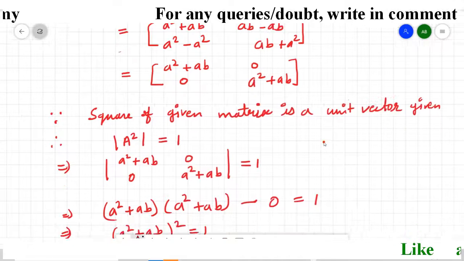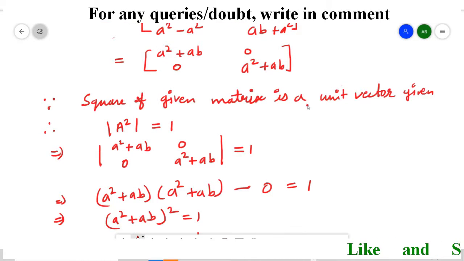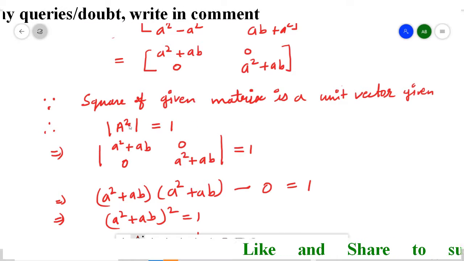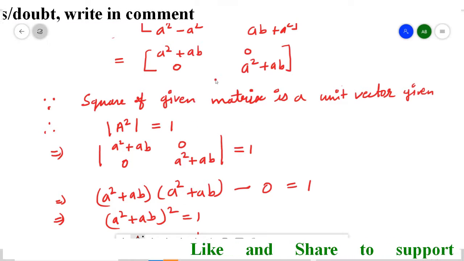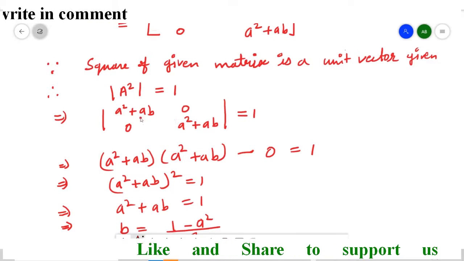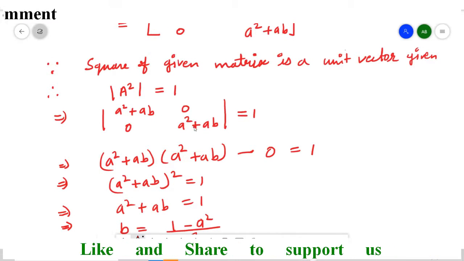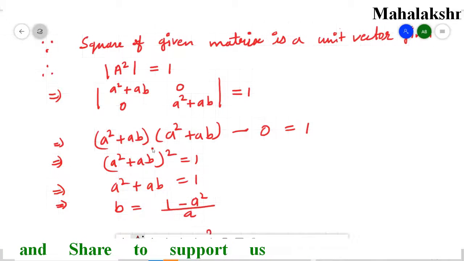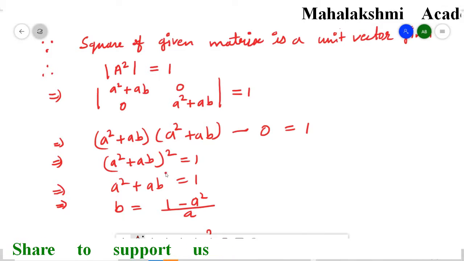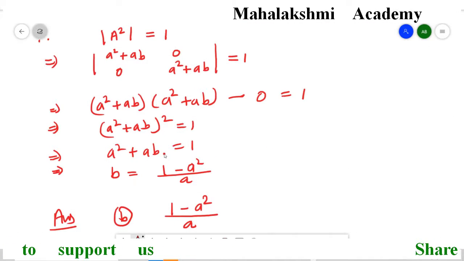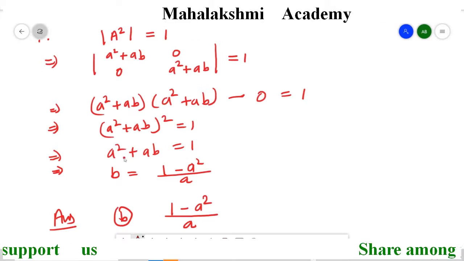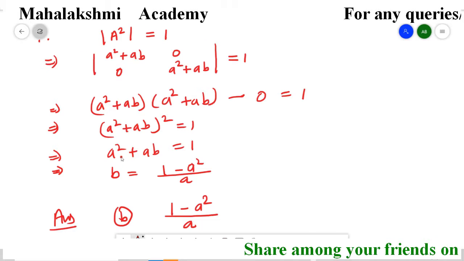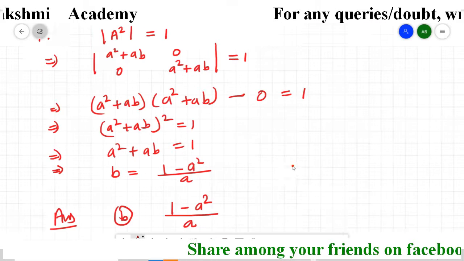Now in the question it is given that the square of the given matrix is a unit vector. The conclusion is that the determinant of the square of the matrix is 1. So find the determinant of this. When we find the determinant, multiply crosswise and in between put the minus sign. Now both brackets are the same, so just do the square. Take the square root on both sides. Avoid the minus sign, it's not required here because in the options there is no minus sign. And from here just find B, that's our answer.